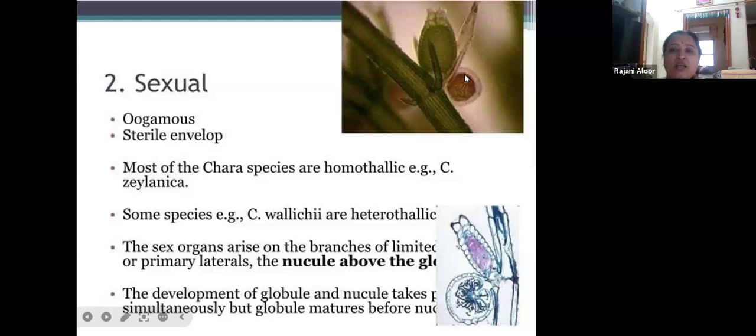See in the picture, this one is the nucule. Green color is there, no? That is the nucule. This one in reddish color is the globule. Some species are dioecious, while others are monoecious. Monoecious species are protandrous. What is the meaning of protandrous? The male sex organ develops first. That is called protandrous.